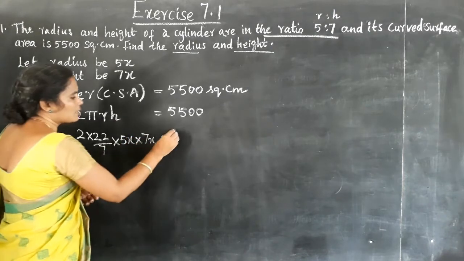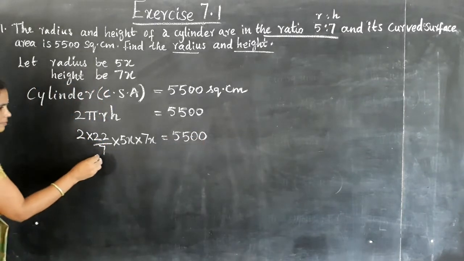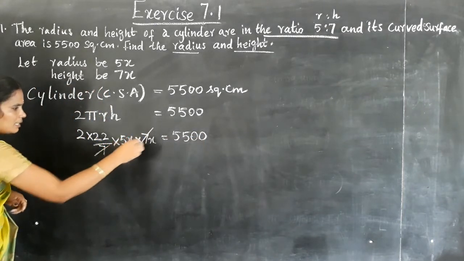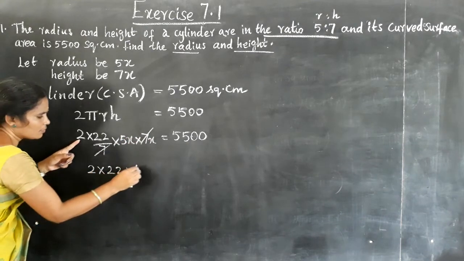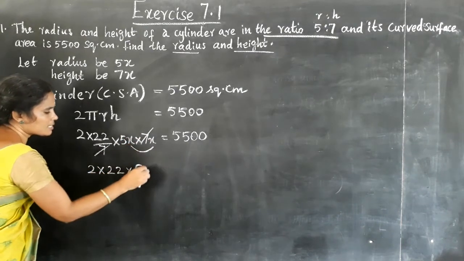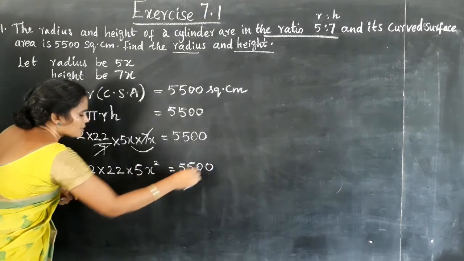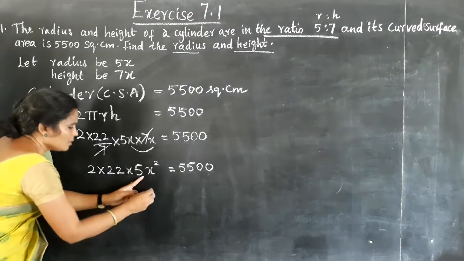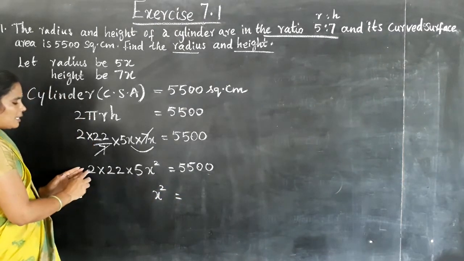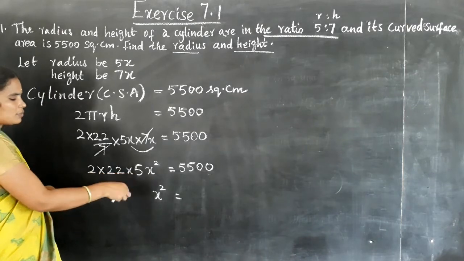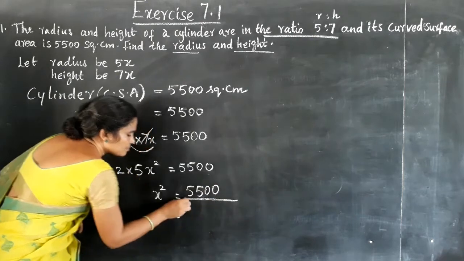It is equal to 5500. So the 7 cancels. The next step: 2 into 22 into 5x into x, that is x square, is equal to 5500. Now we have x square alone on the left side, so take 2 into 22 into 5 to the right side so that it goes for division.